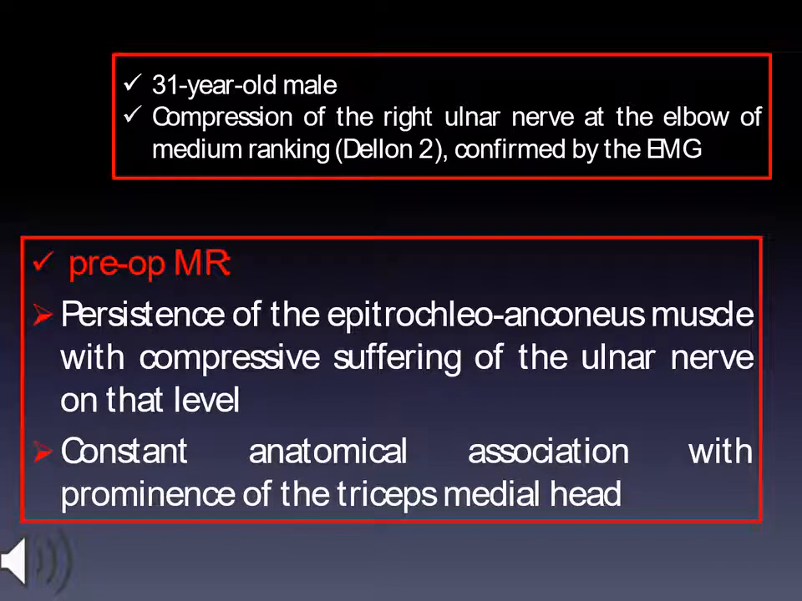Here we have a 31-year-old man with a compression of the right ulnar nerve at the elbow of medium ranking, Dellon 2, confirmed by the EMG. The preoperative MR shows a persistence of the epitrochleoanconeus muscle with compressive suffering of the ulnar nerve on that level. A constant anatomical association with prominence of the triceps medial head is made.